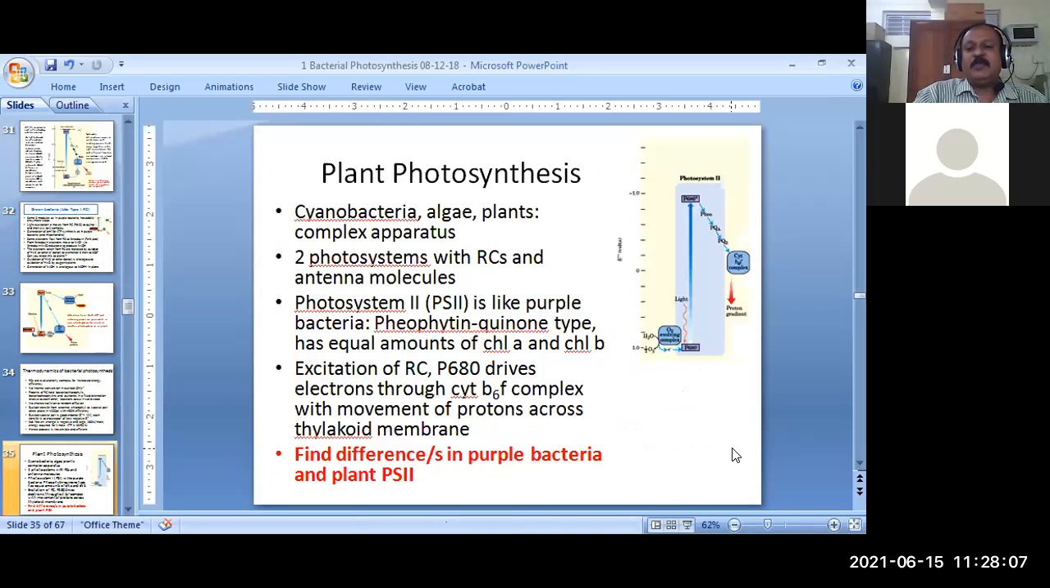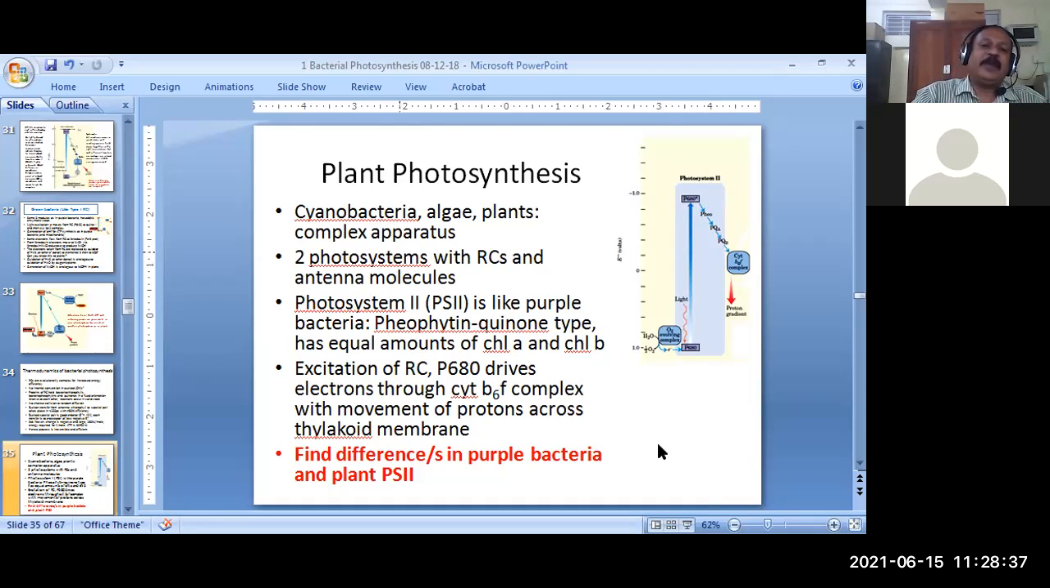Then we come again to plant photosynthesis. We have already seen the bacterial photosystems, type 1 and type 2, and the terms type 1 and type 2 actually come from the plant photosystems. Something which is similar to plant photosystem 1 is called type 1 in bacteria, and what is similar to plant photosystem 2 is called type 2 in the bacteria, right?